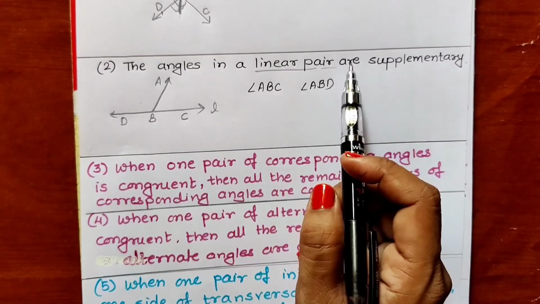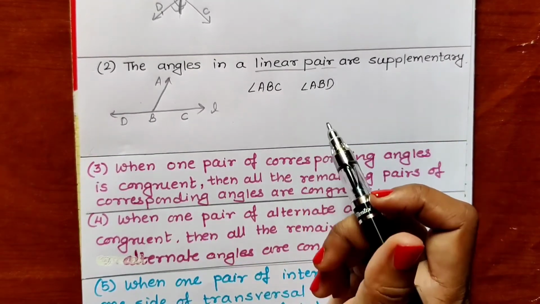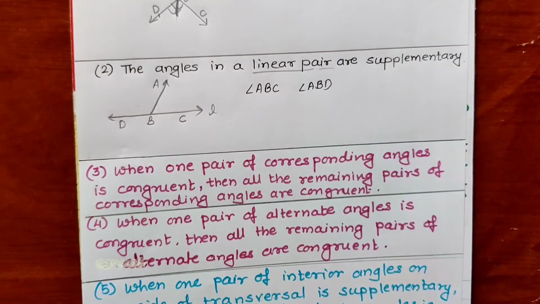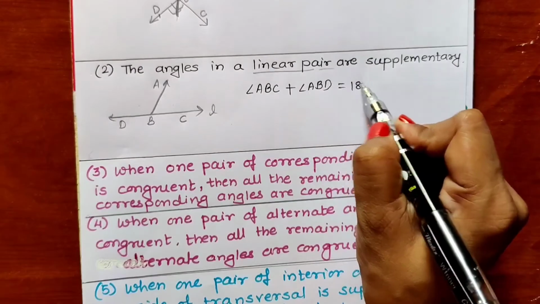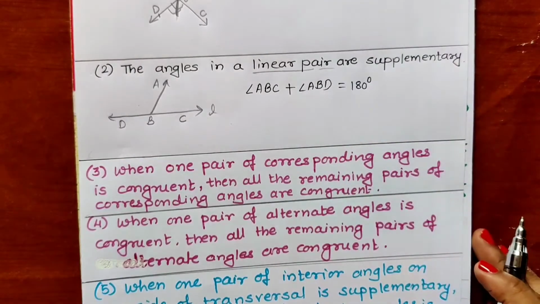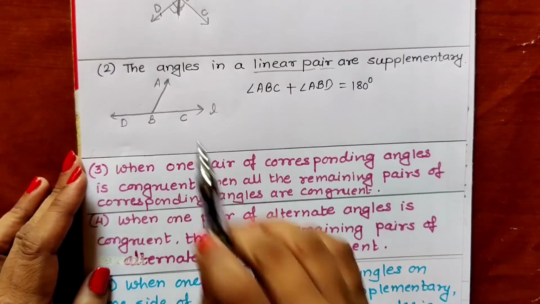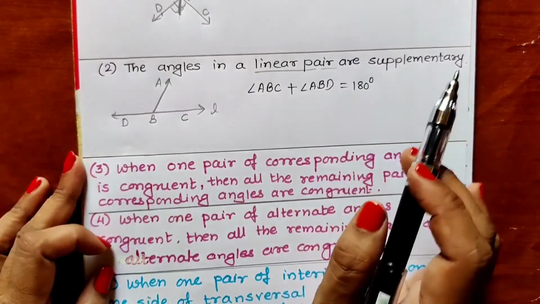The property is: linear pair angles are supplementary. What do we mean by supplementary? Supplementary means their total is 180 degrees. So this is the most important property which we all have to remember. The angles in a linear pair are supplementary.